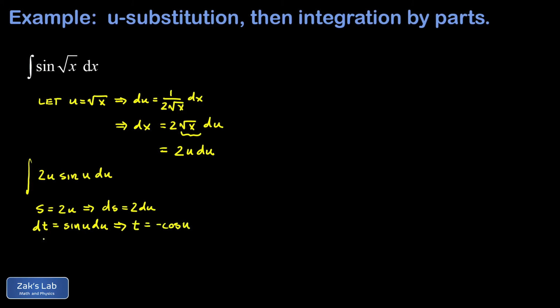Now we apply the integration by parts formula, and we'll have an s times t, that's negative 2u cosine u, minus the integral of t ds. Well, t is carrying a minus sign with it, so we can bring that out in front of the integral, and we just end up with a plus sign. And then I have the integral of 2 cosine u. So that leading term is a spectator as we compute the integral. I have negative 2u cosine u, and then plus a 2 times the antiderivative of the cosine function, which is just the sine function. So I have sine u plus c.